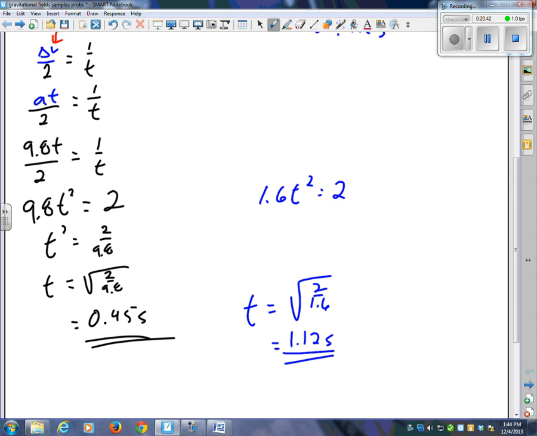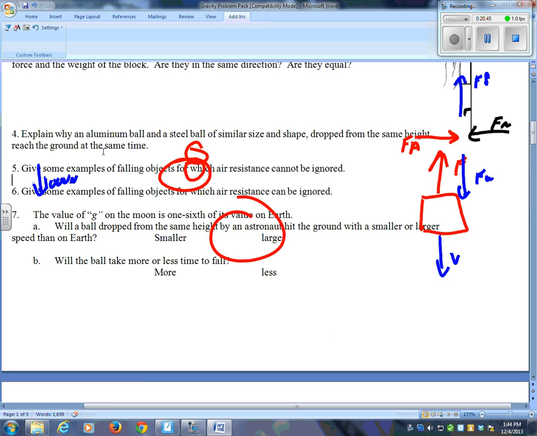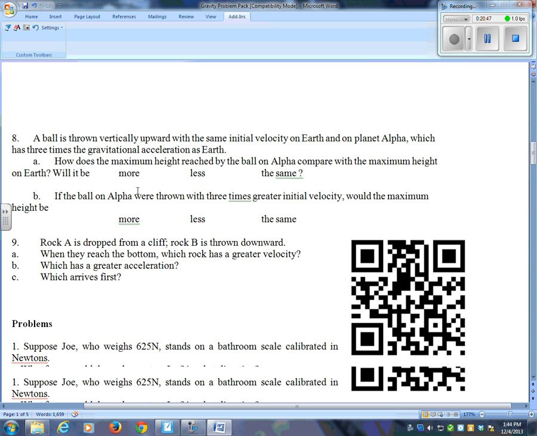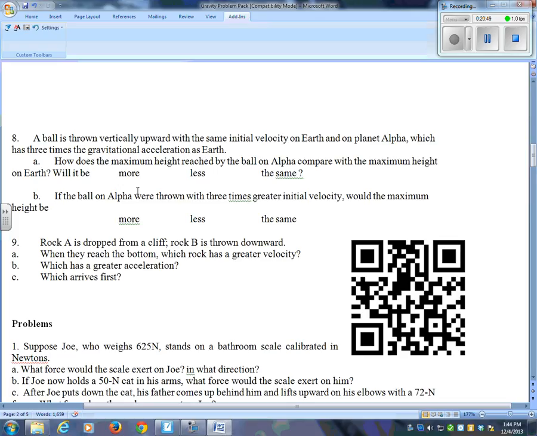Okay, moving on. Number 8. Very similar kind of question. A ball is thrown vertically upward with the same initial velocity on Earth and on planet Alpha, which has 3 times the gravitational acceleration as Earth. I'm going to have to do the same thing. How does the maximum height reached by the ball on Alpha compare with the maximum height on Earth? Will it be more, less, or the same?